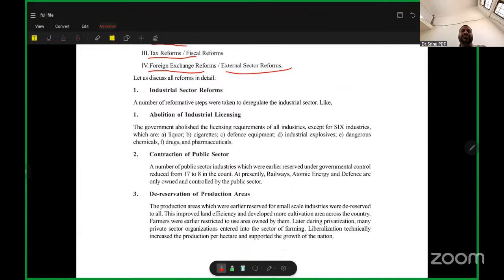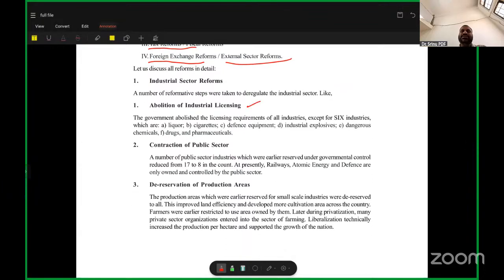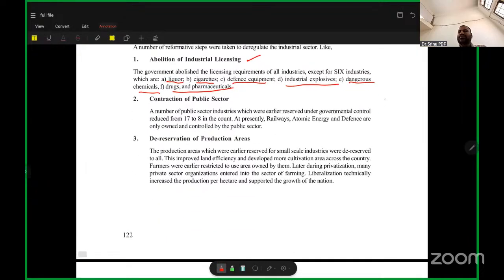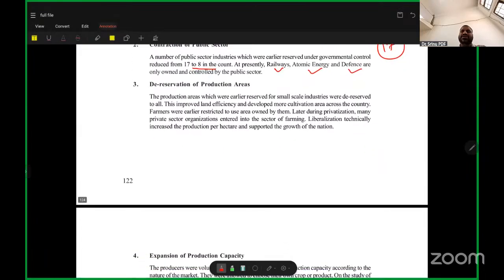In industrial sector reforms, what happened? They abolished the licensing system, except for these six industries: liquor, cigarettes, defense equipment, industrial explosives, dangerous chemicals, and drugs and pharmaceuticals. Anybody can start the remaining ones. And contraction of the public sector: previously there were 17 public sector units; now they reduced it to 8 only. At present, railways, atomic energy, and defense are controlled only by the public sector.